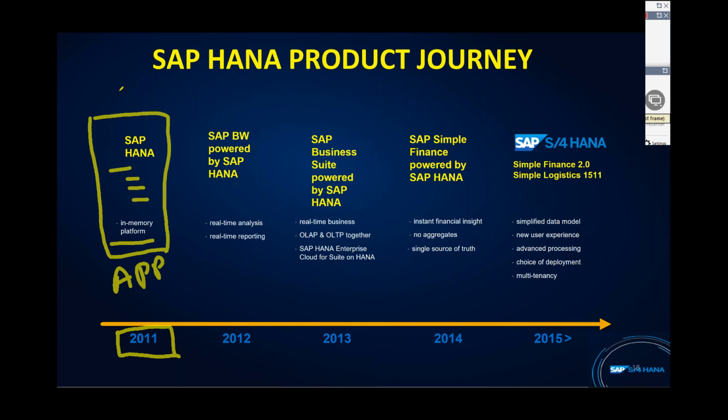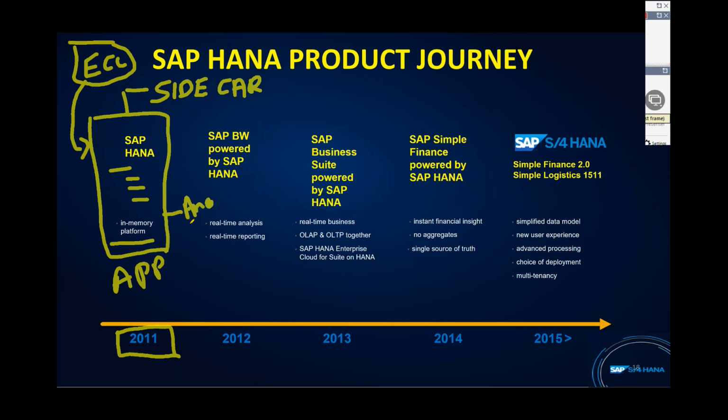Once SAP HANA was launched and there was nothing in the market, the first scenario that came into the picture was sidecar. We'll be discussing this scenario in detail in the further sessions. In sidecar, we have an ECC system, and we bring data from the ECC system to our SAP HANA system, and we run analytics from there. That is the SAP HANA system.